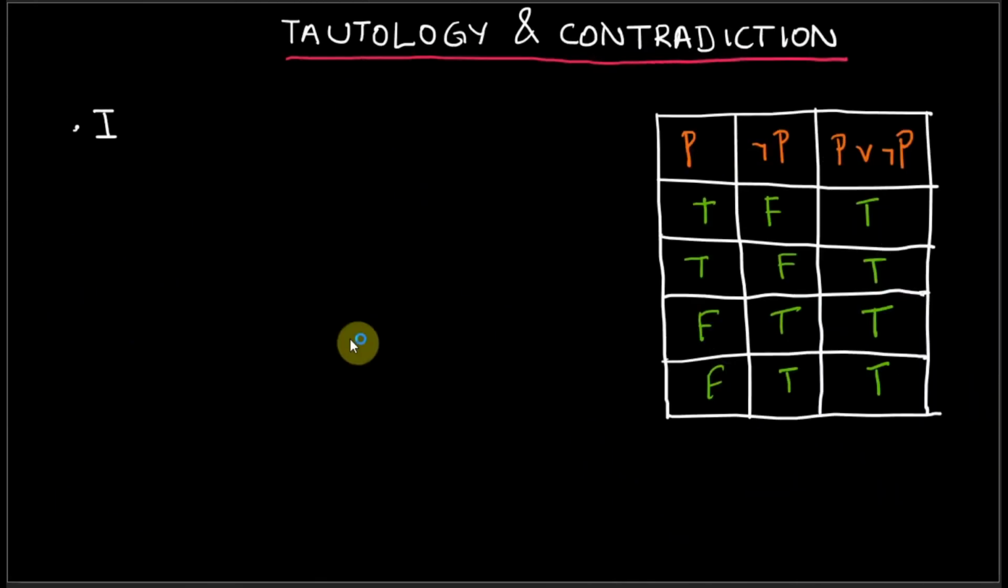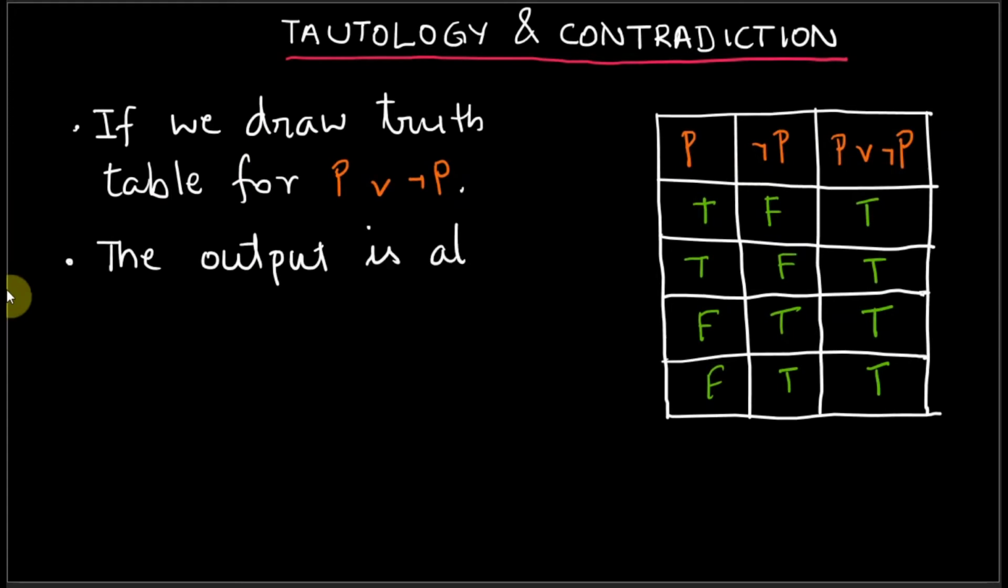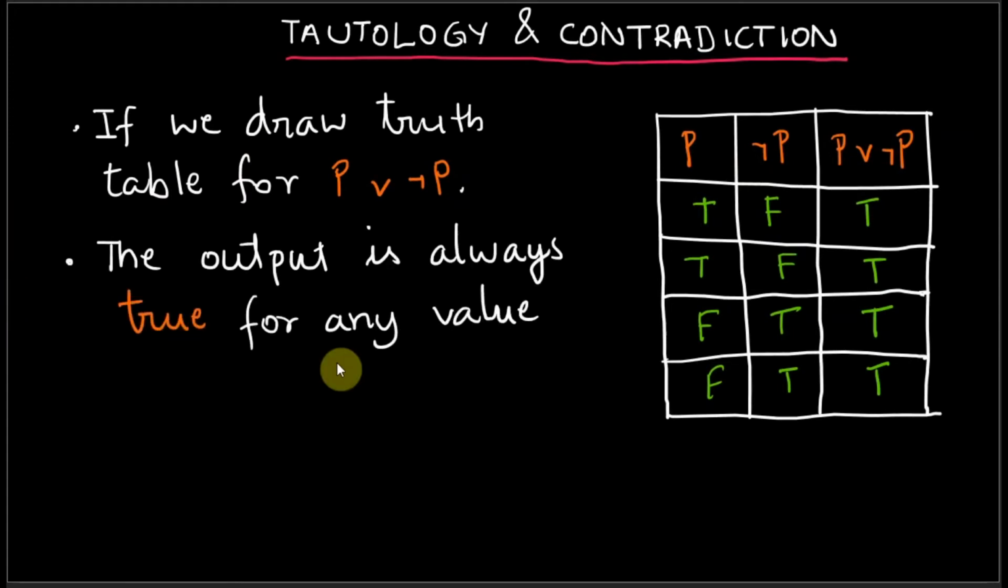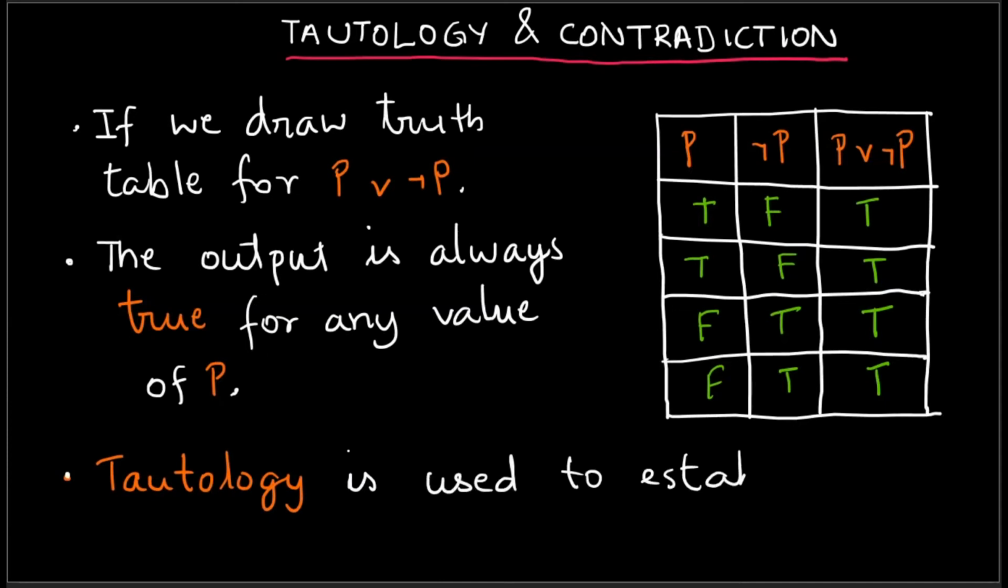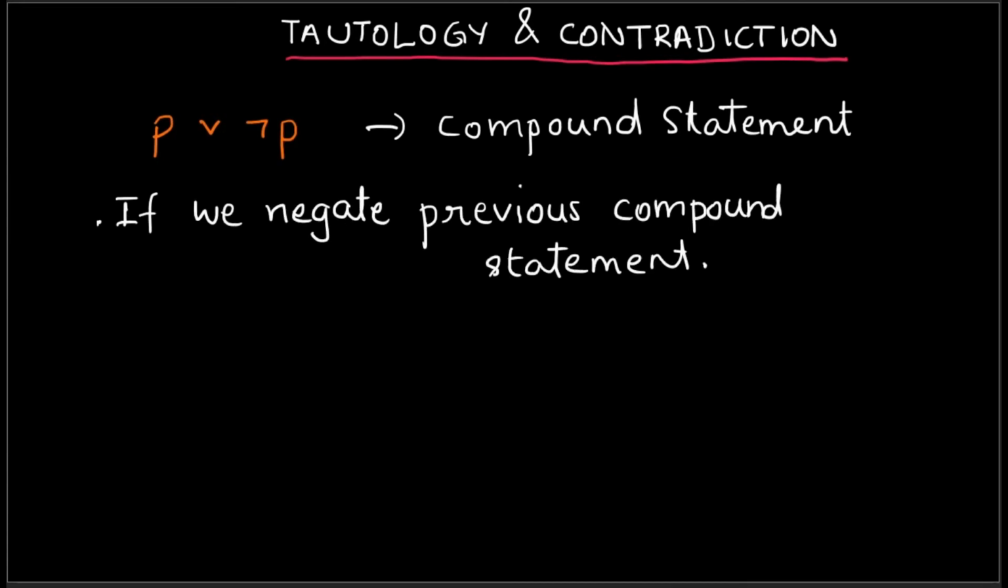If we draw a truth table for this statement, we can see that the output is always true for any value of P. The tautology is used to establish logical equivalence, about which you will learn in the next video. So what happens when we negate the previous compound statement? Negation of P or not P is obtained by negating every variable and the logical connective in the statement.